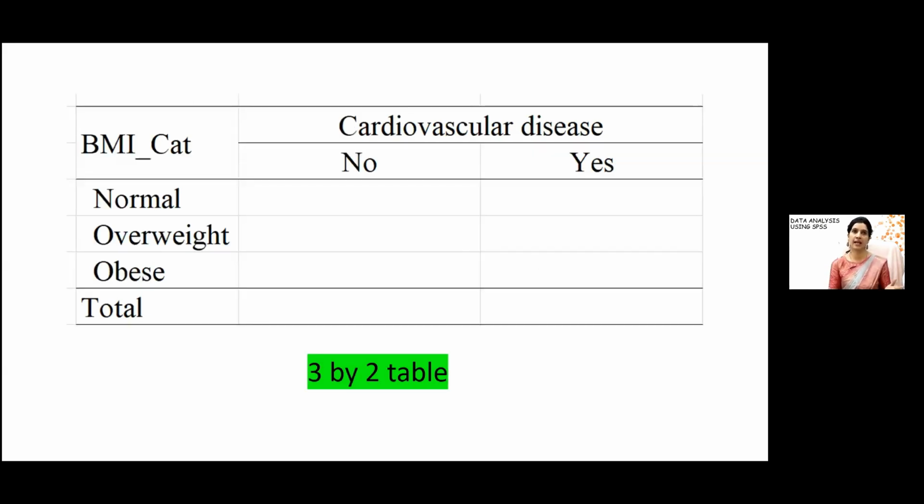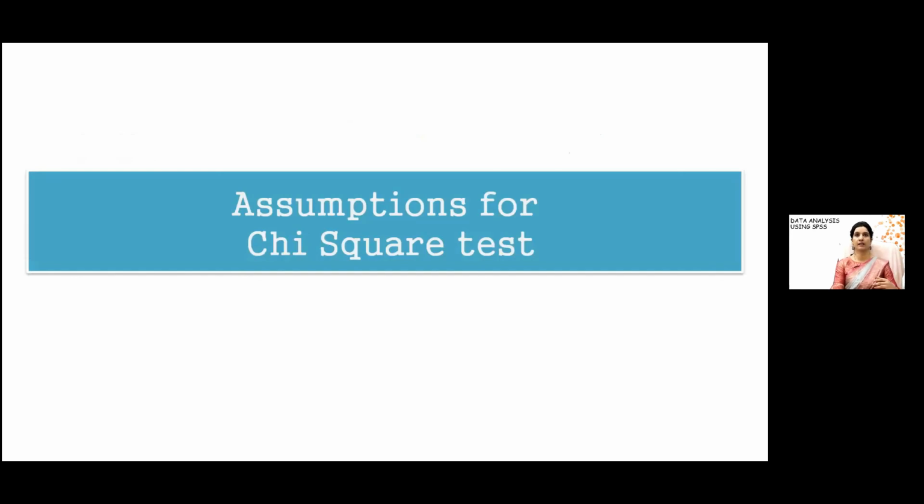If you see the next table, the BMI category has been classified into normal, overweight and obese, and cardiovascular disease into presence or absence of cardiovascular disease. So it is a 3 by 2 table, and again there can be a 3 by 3 table, 4 by 4, etc. It depends on the levels of the categories. You can form a 2 by 2 table, 2 by 3, 3 by 3, and so on.